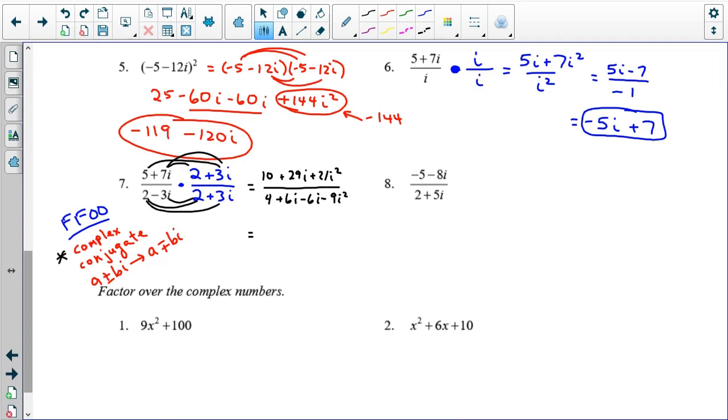So now I'm going to simplify this. 10 minus 21 gives me negative 11 plus 29i, and then the denominator, since the middle parts cancel out, I end up with 4 plus 9, and I get 13. So my final answer would be negative 11 plus 29i all over 13. And if I wanted to rewrite that as negative 11 thirteenths plus 29 thirteenths i, I would be allowed to do that.